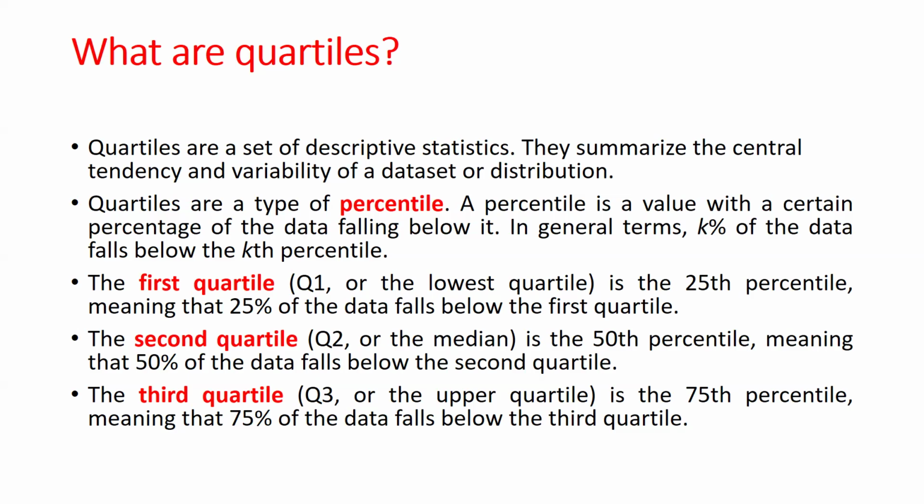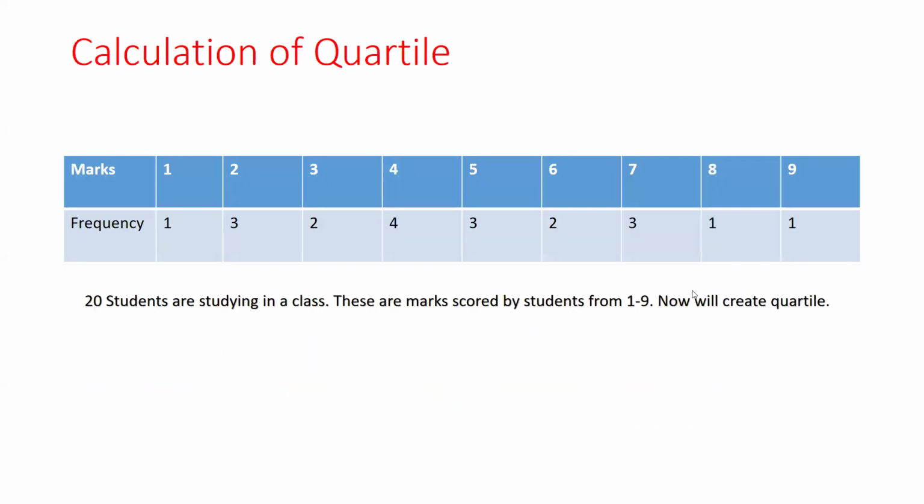The first quartile, Q1 or the lowest quartile, is the 25th percentile, meaning that 25% of the data falls below the first quartile. The second quartile, Q2 or the median, is the 50th percentile, meaning that 50% of the data falls below the second quartile. And the third quartile, Q3, is the upper quartile, the 75th percentile, meaning that 75% of the data falls below the third quartile.